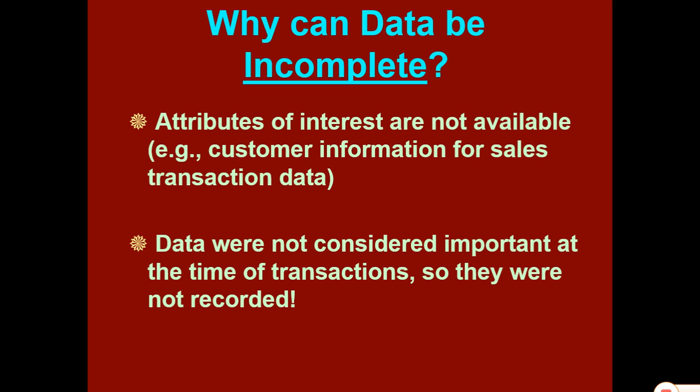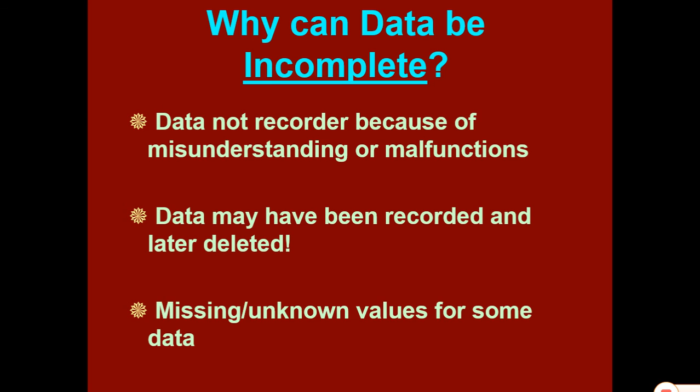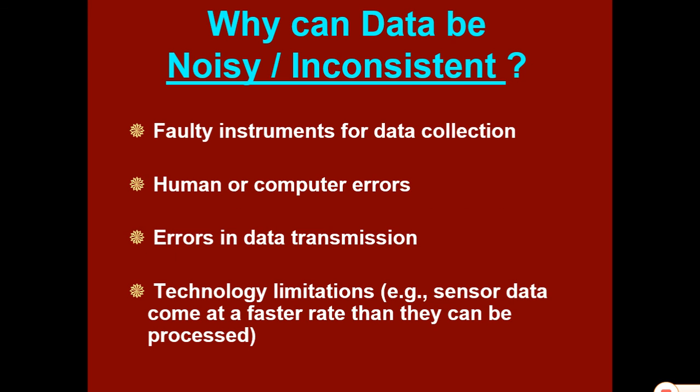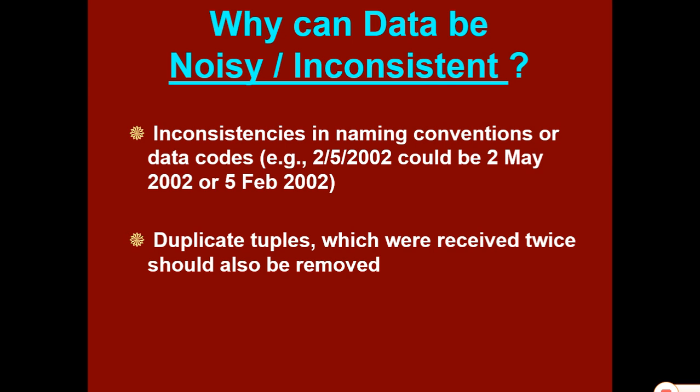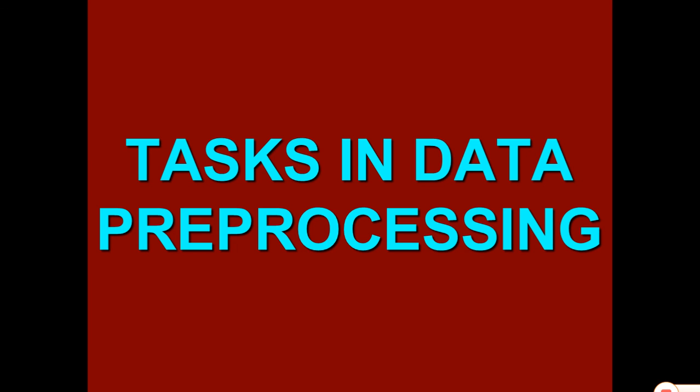Data were not considered important at the time of transaction, so they were not recorded. The data is not recorded because of a misunderstanding or malfunction. The data may be recorded and later deleted. Missing values are also there. A faulty instrument is also a reason behind noisy data. Human and computer errors, errors in data transmission and technology limitations are also causes, as are inconsistencies and duplicate tuples. These are also forms of dirty data.